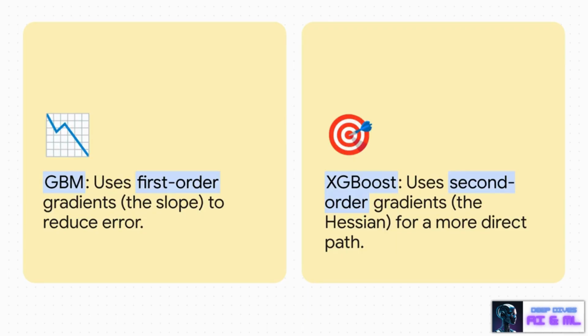All right, this next one is a little bit more about the math under the hood, but it's super cool. Think about finding the fastest way down a hill. GBM uses what's called the gradient. It's like knowing the slope of the hill, which tells you which way is down. But XGBoost uses something called the Hessian. This gives it information about both the slope and the curve of the hill. It knows not just which way is down, but how steep the path is. It's a much more direct route to the bottom. So that brings us to takeaway number 3. XGBoost uses more advanced math for better optimization.